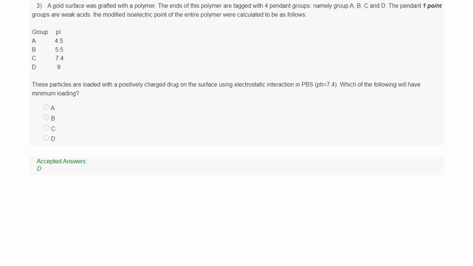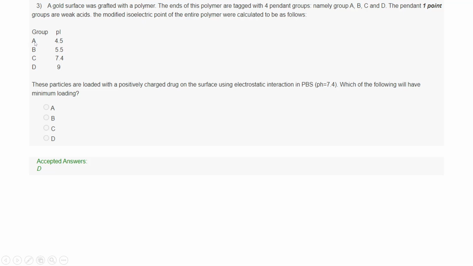So if you see the options here, let's first look at polymer C, the pI is 7.4, which equals the pH. It means it will carry a neutral charge. So first of all, let's understand the question. To have minimum loading, since your drug is positively charged, if your polymer is also positively charged, they will start repelling each other. And that's when you will have minimum loading. I hope I'm making sense. Is this clear? Yes. So now let's look at it one by one.